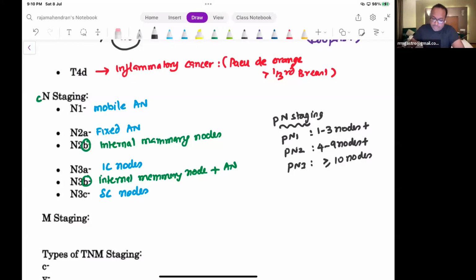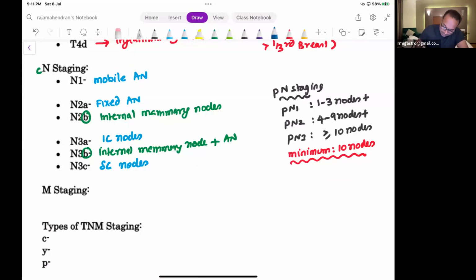So the minimum number of nodes that should be removed in a cancer breast operation is 10 nodes, for a proper staging. So this is pathological staging, PN staging. Clinical M staging is metastasis.